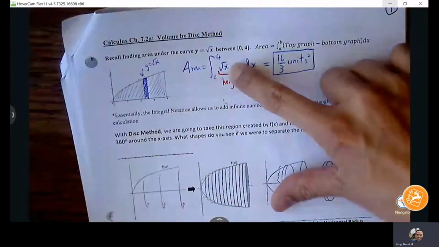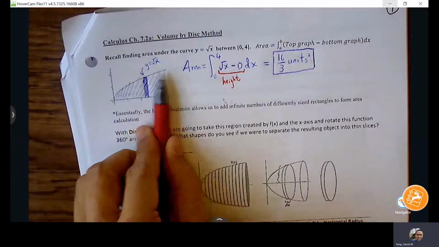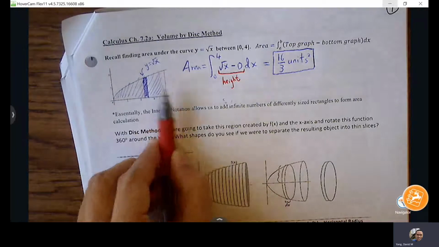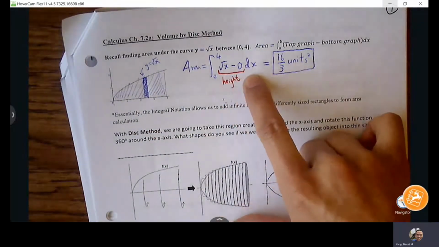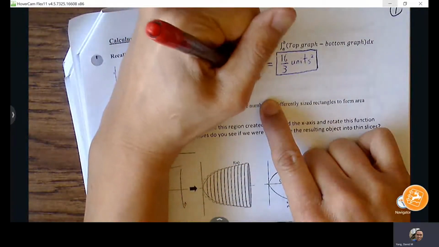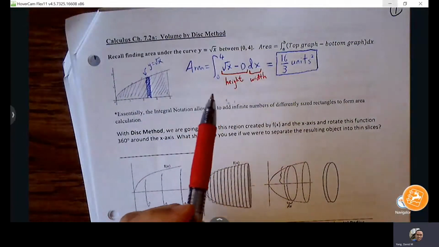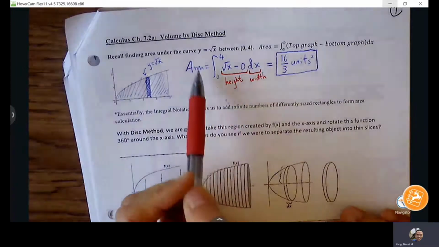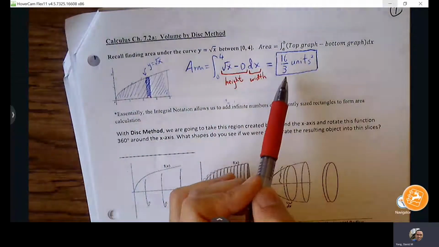The reason why it's a variable is because it's adapting to all the different heights of this rectangle, right? Root x minus 0 is going to be different than root x minus 0 over here. It's adapting to all the ever-changing heights of these infinitely thin rectangles. The dx is going to represent the width of these individual rectangles, okay? But we're not doing any of the calculations, right? We're just plugging into the calculator. We're making the calculus do the work for us, but we're arriving at the exact area.